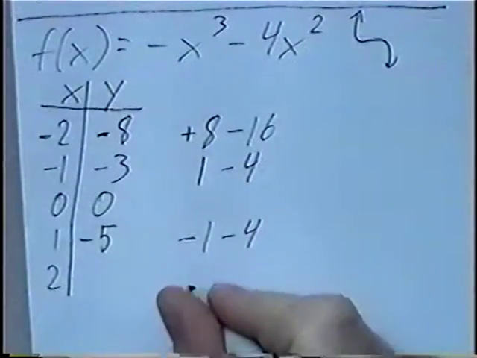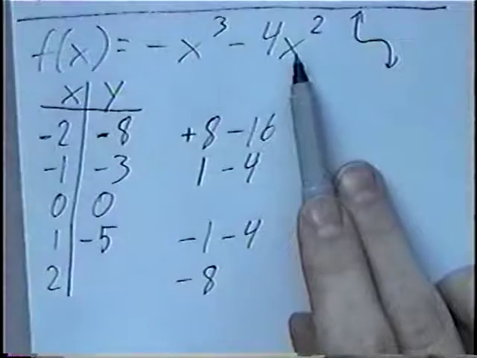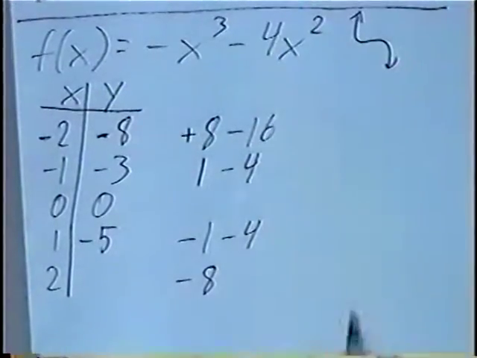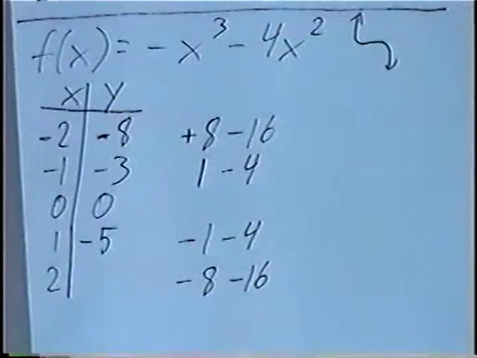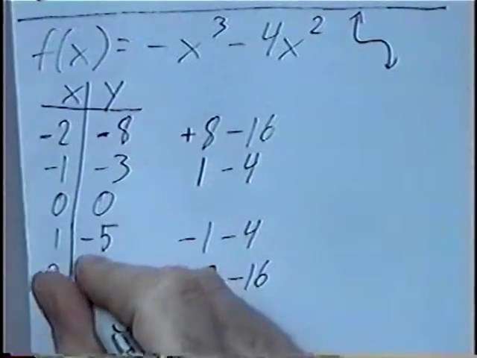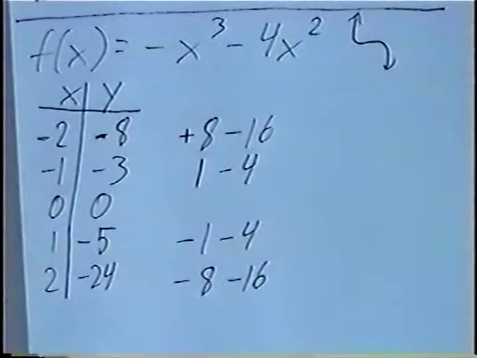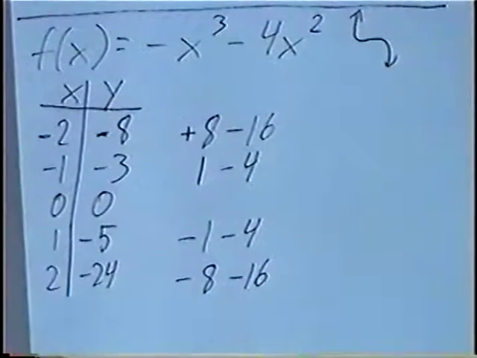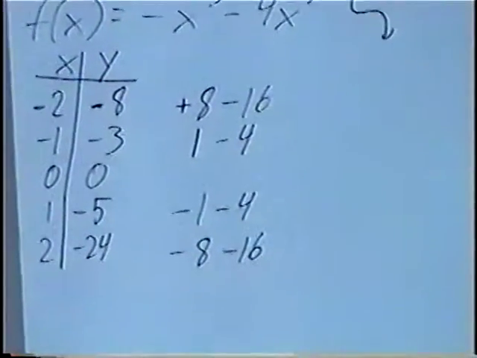And 2 cubed is 8. With the negative outside, we'll have negative 8. And 2 squared is 4. 4 times a negative 4 is negative 16. Negative 8 minus 16 would be negative 24. So taking the 5 y values that we have, we can graph those and add more as needed depending on the shape of the graph.